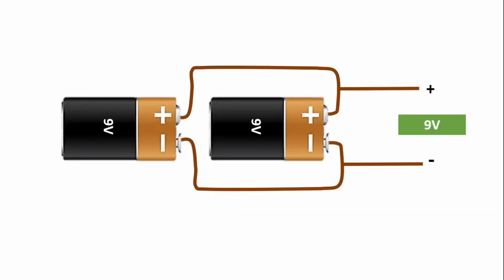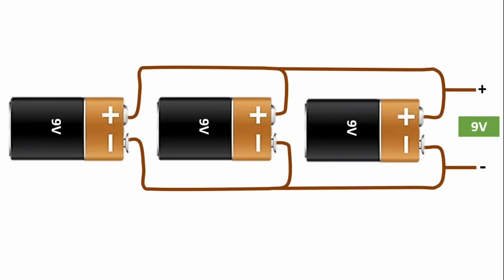When we connect the power supplies in parallel, we still get the same voltage. For example, when we connect two 9-volt batteries in parallel, we get 9 volts again. If you remember, we were getting this sum in serial connection. Even with 3 sources, it will still be 9 volts.